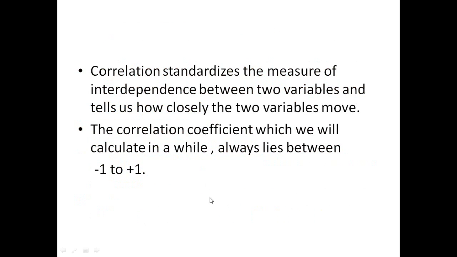Correlation standardizes the measure of interdependence between two variables and tells us how closely the two variables move. So the correlation coefficient, which we will calculate in a while, always lies between -1 and +1.